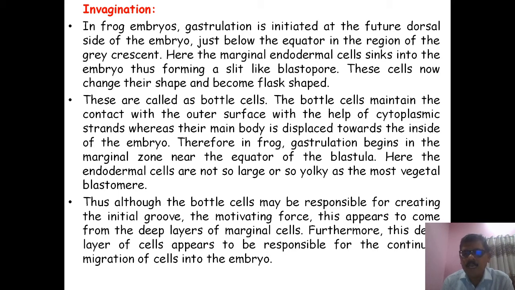Therefore, in frog, gastrulation begins in the marginal zone below the equator of the blastula, in the gray crescent region. Here the endodermal cells are not so large or so yolky as the most vegetal blastomeres. Thus, although the bottle cells may be responsible for initial growth, the motivating force appears to come from the deep layer of the marginal cells. Furthermore, this deep layer of cells appears to be responsible for the continued migration of the cells in the embryo.